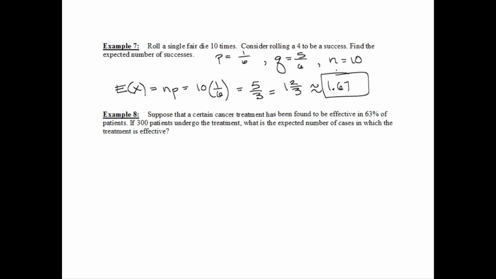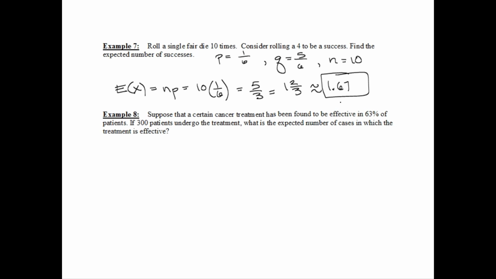So while we know it's not possible for 1.67 successes to be achieved in 10 trials, in other words, only integer numbers of successes are possible, it certainly seems reasonable that about 1/6 of the time we will have a success. We take the 1/6 and we multiply it by 10. Our expected value then is considered to be 1.67.